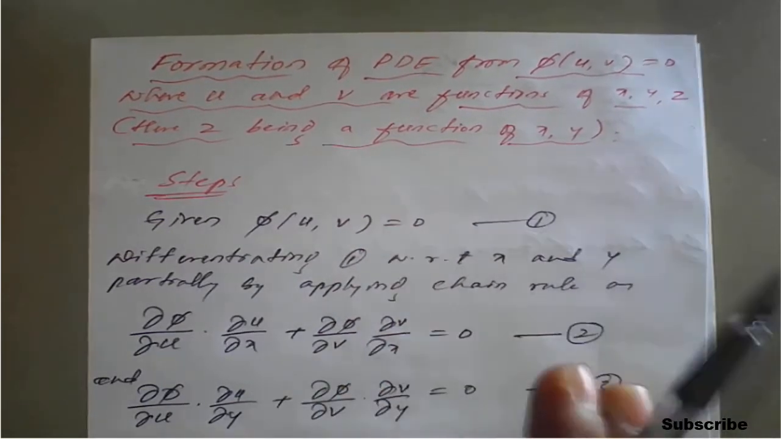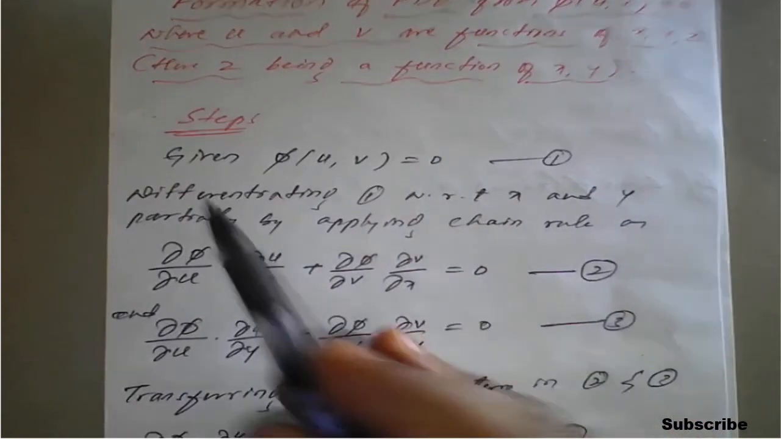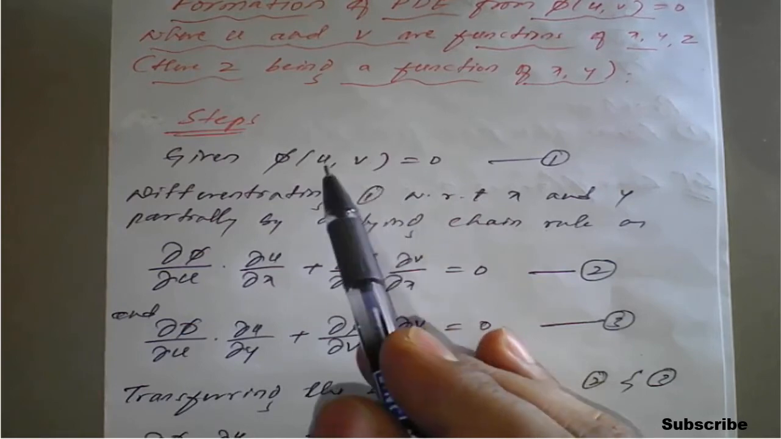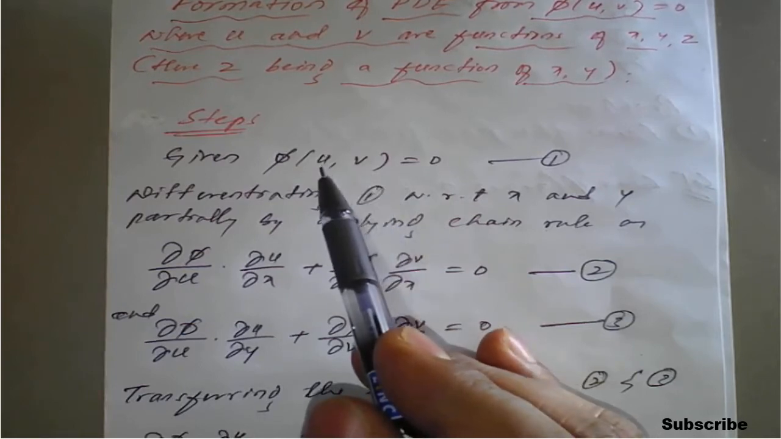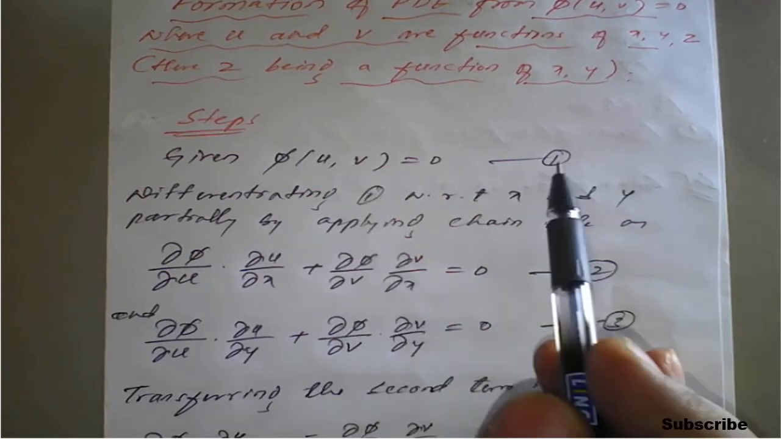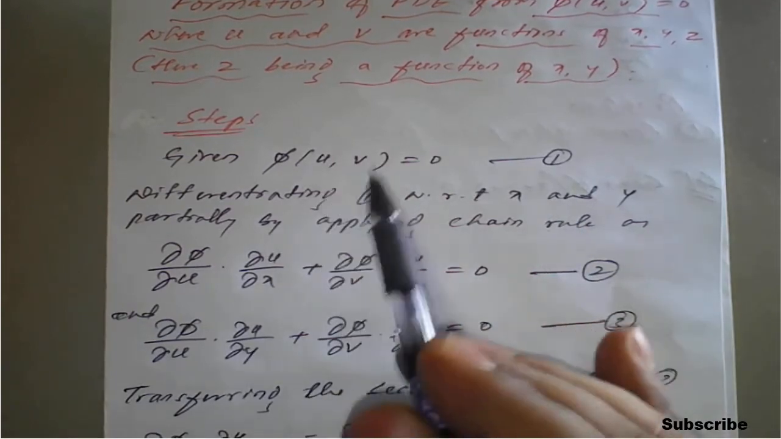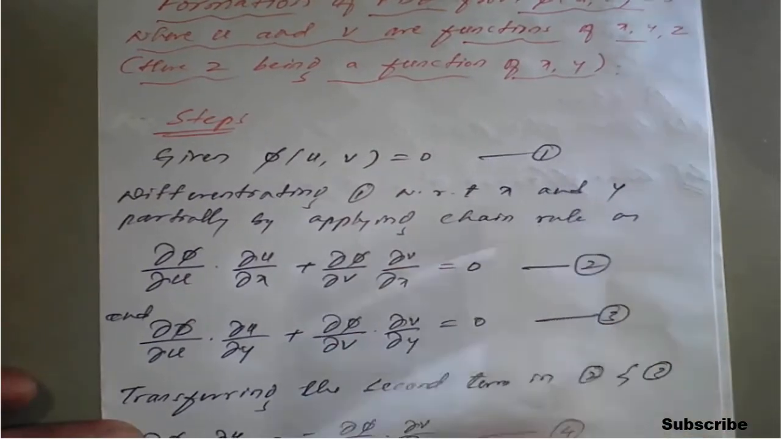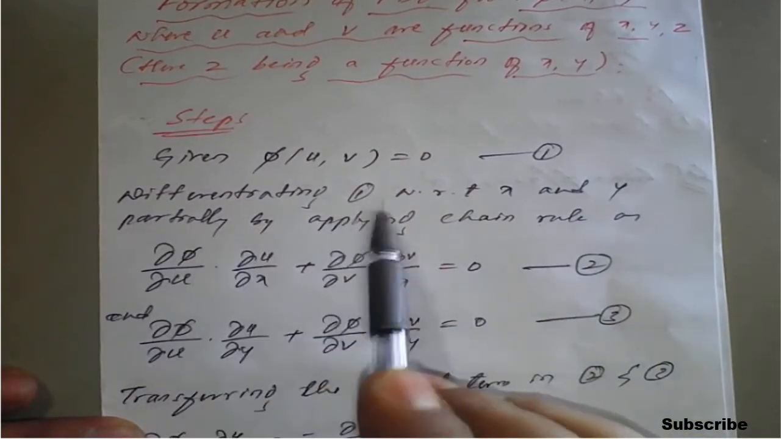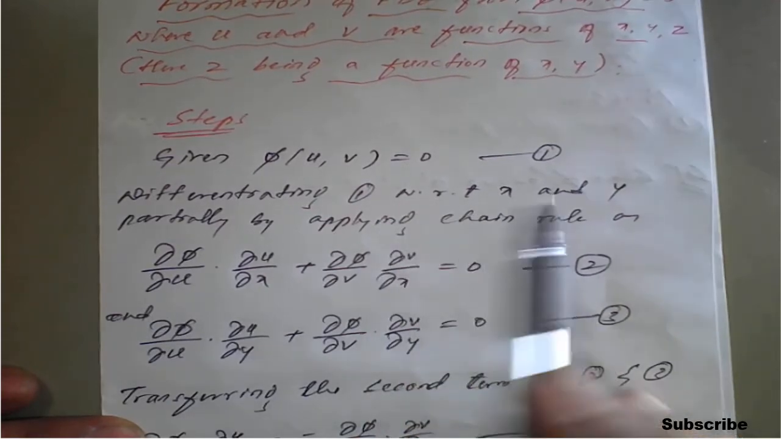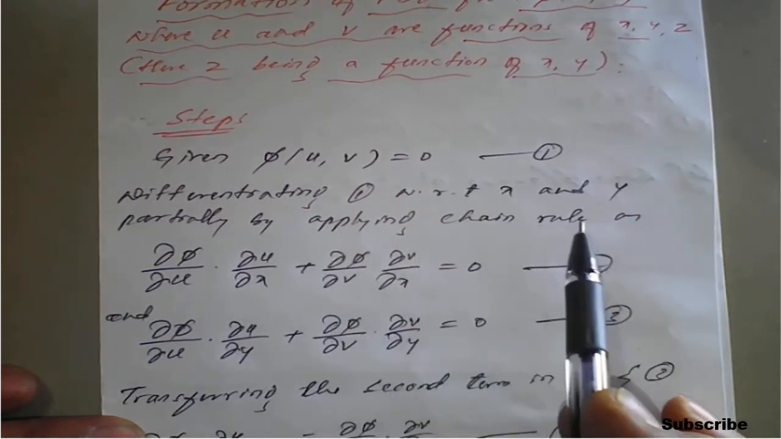Steps to solve such kind of examples. They will give a function of two variables, u and v, and we know that u and v are both functions of x and y. Given function of any variable, whatever they give, you consider as equation number 1. Then differentiate equation 1 partially with respect to x and y by using the chain rule.